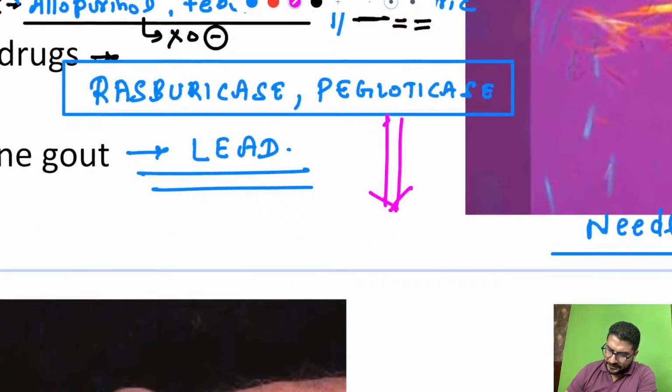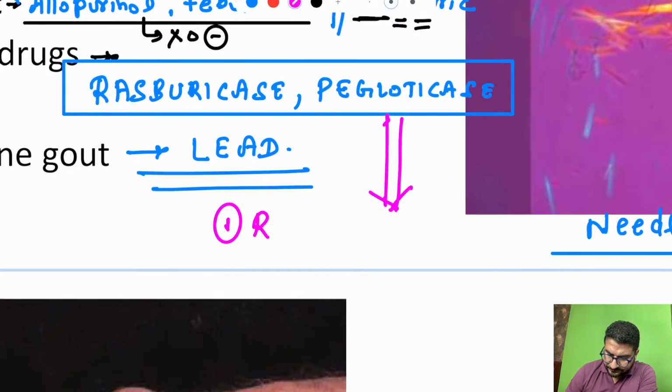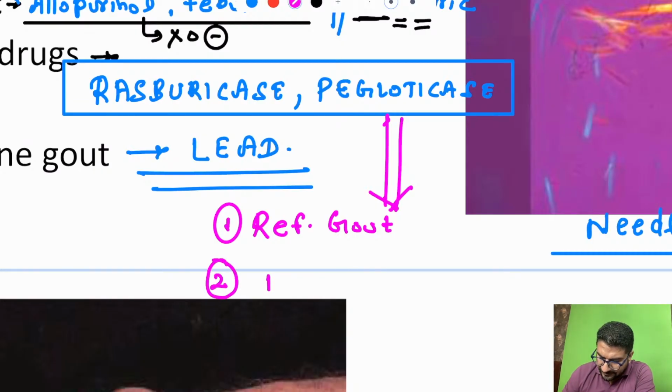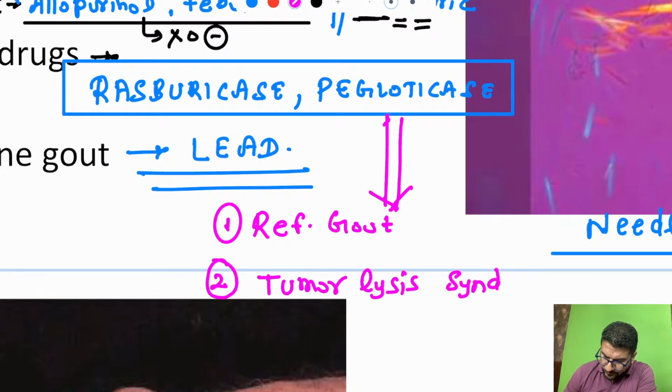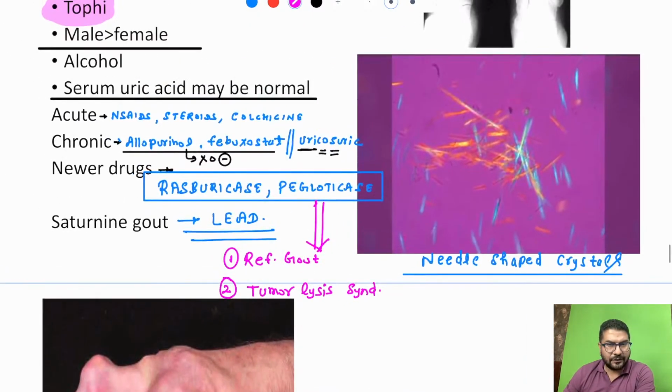They are used in two scenarios. First is refractory gout. Refractory gout means you have tried everything and still it is not getting better. The second possibility is where we use them in tumor lysis syndrome. So this is about your gout.